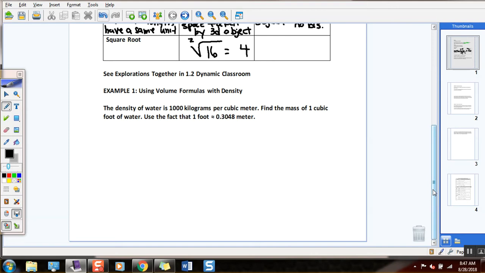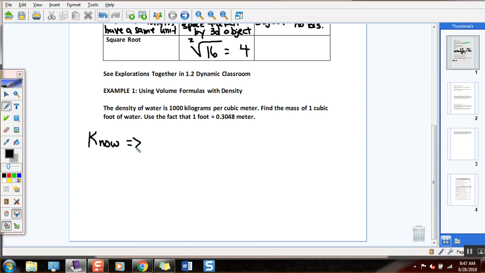All right, I need someone to read that first one for me. The density of water is 1,000 kilograms per cubic meter. Find the mass of 1 cubic foot of water. Use the fact that 1 foot equals 0.3048 meters. Okay, very good. So what do we know in this right here, kids? The density is 1,000. Mass is 1.